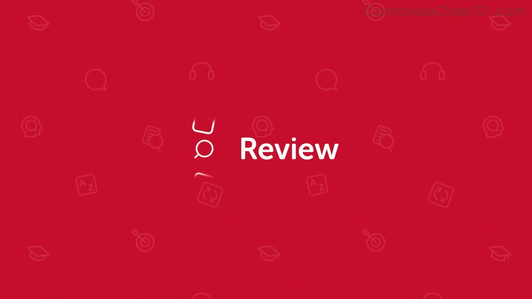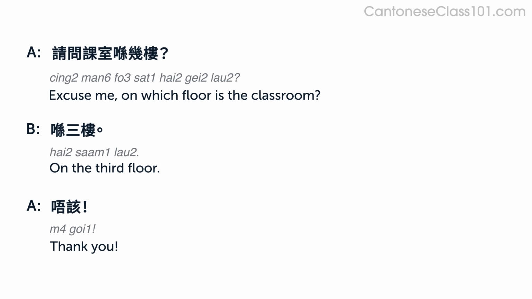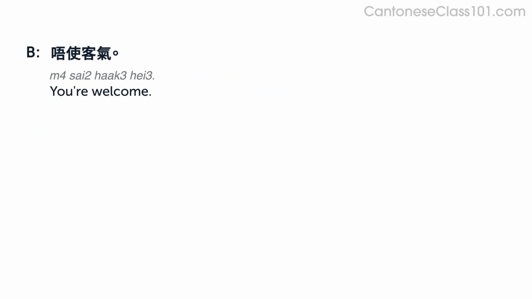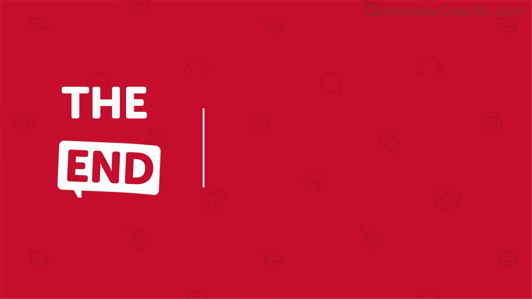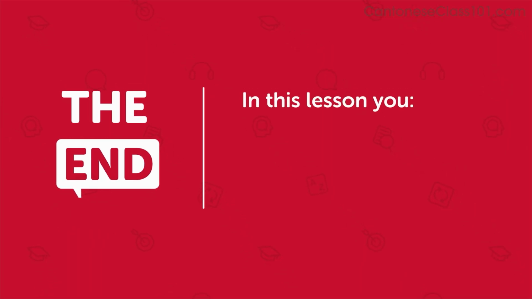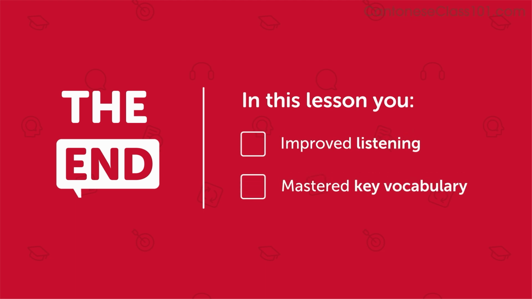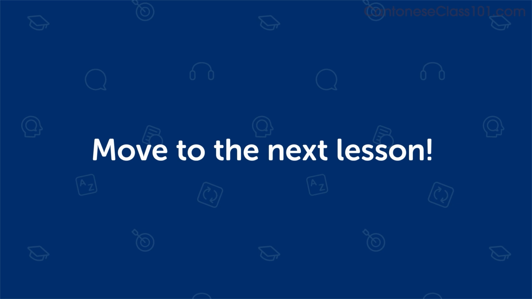Finally, let's review the dialogue again. See if you can understand more this time. 請問課室喺幾樓？ 喺3樓， 唔該。 唔使客氣。 This is the end of the lesson. In this lesson, you improved your listening and mastered key vocabulary for everyday life conversation. Keep practicing and move on to the next lesson.